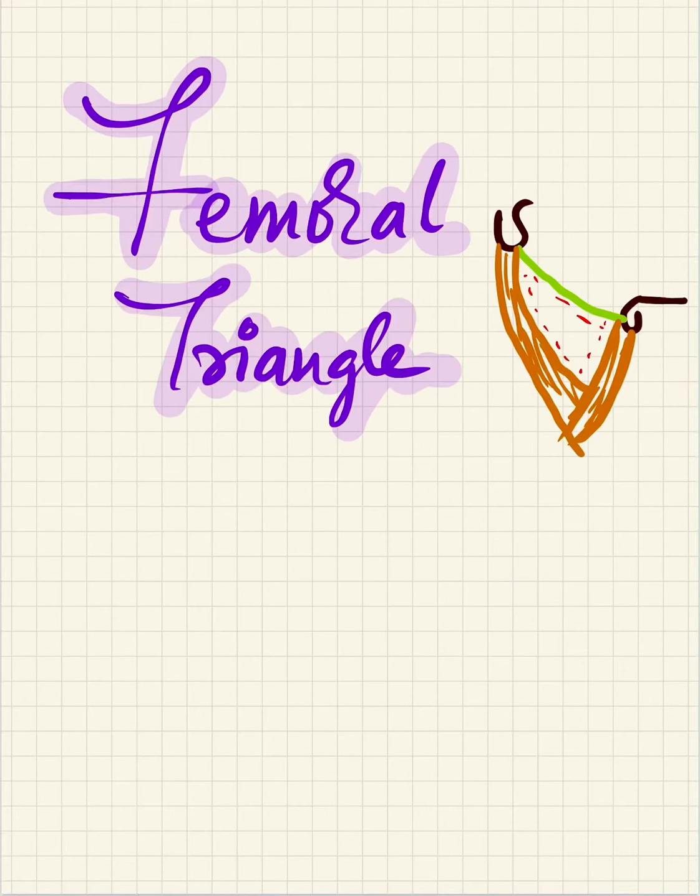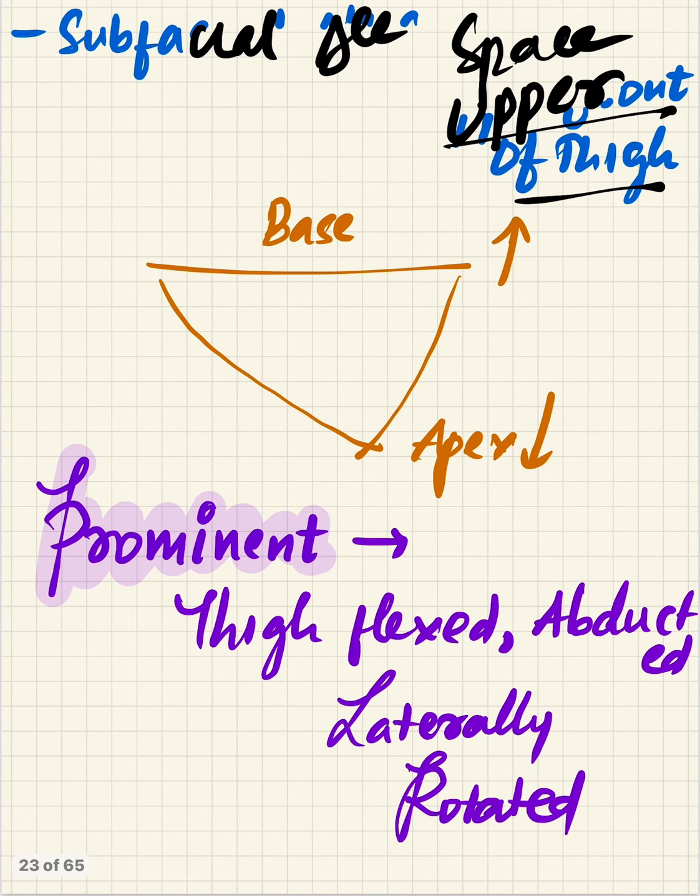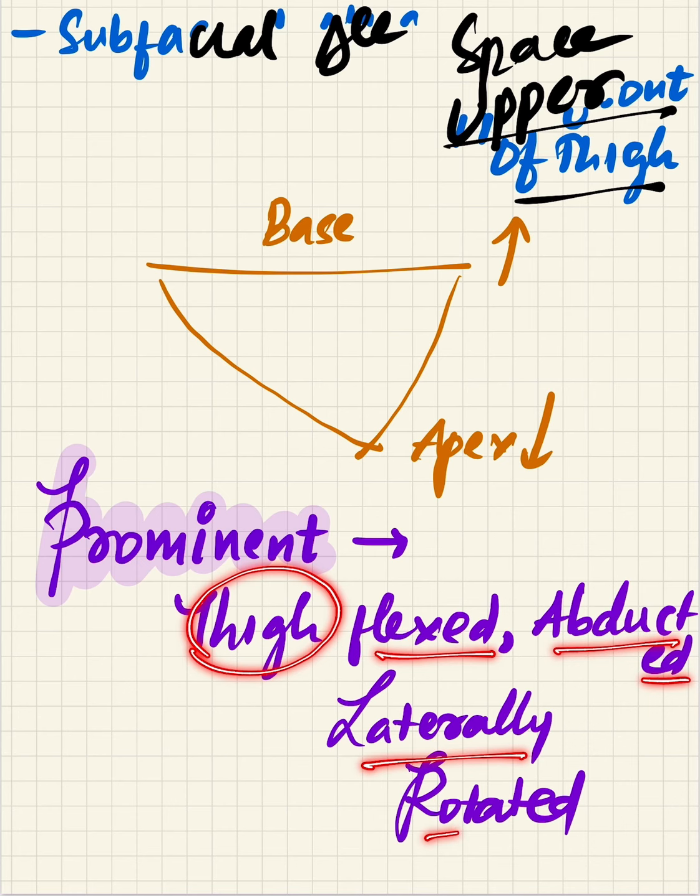Hey guys, now we'll be talking about the femoral triangle. What is this femoral triangle? It is a subfascial triangular space present in front of the upper one third of the thigh, below the inguinal ligament. The base is directed upwards and the apex is directed downwards. In living people, it is seen when the thigh is flexed, abducted, and laterally rotated.